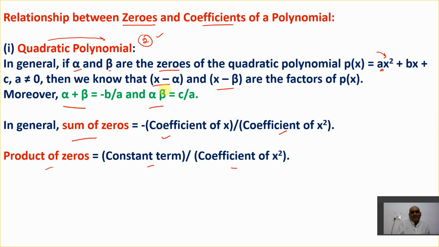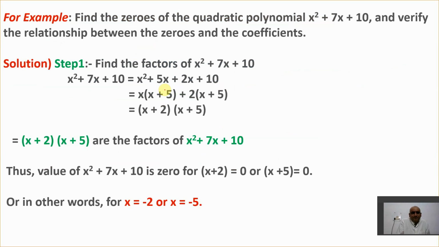Let's understand this with the help of a question. This is the question here: find the zeros. This type of question is repetitive and regularly comes in the exam. The question here is: find the zeros of the quadratic polynomial and verify the relationship between zeros and coefficients.